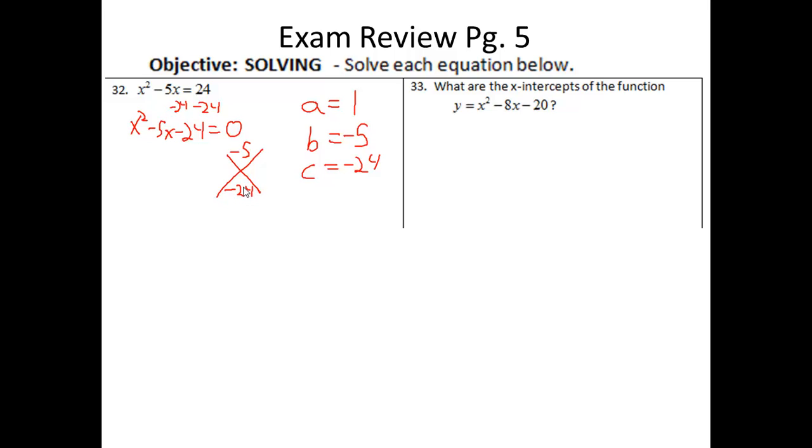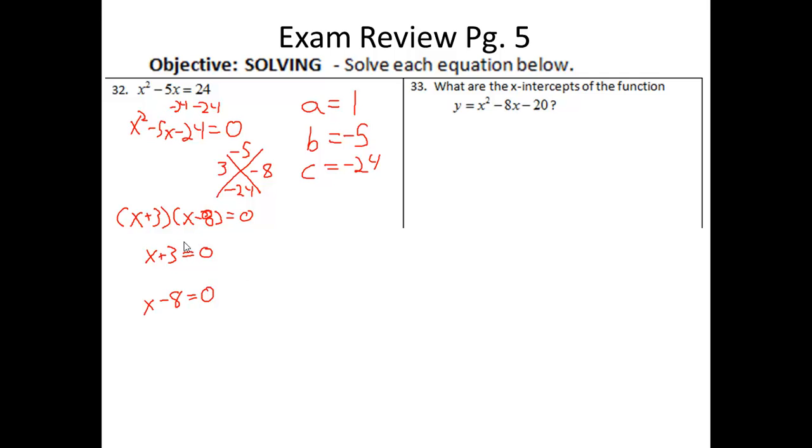So now we need to figure out what multiplies together to get a negative 24 that will add together to get a negative 5. And the answer to that is 3 and negative 8. So as we write that, we say x plus 3 times x minus 8 is equal to 0. And we know that one of these or both of them has to somehow become 0, because when they're multiplied together, we end up with 0. So what we're going to do is take each one. We're going to say x plus 3 equals 0, and x minus 8 equals 0.